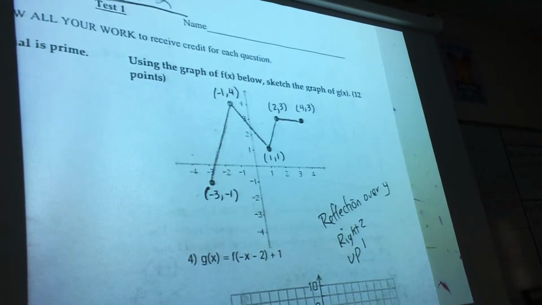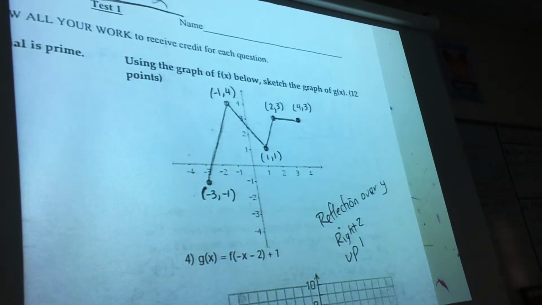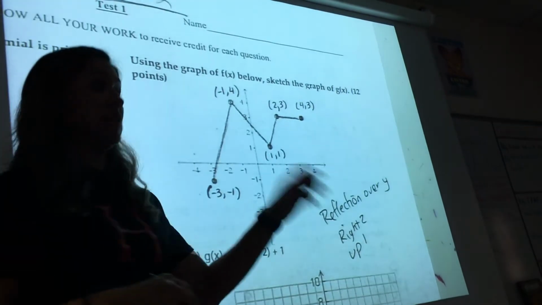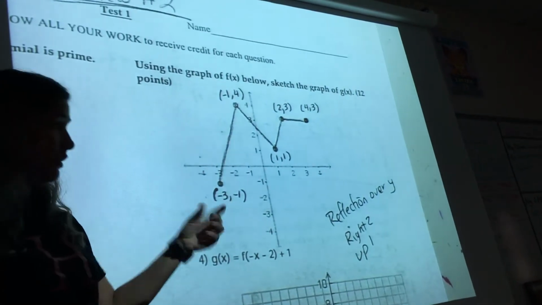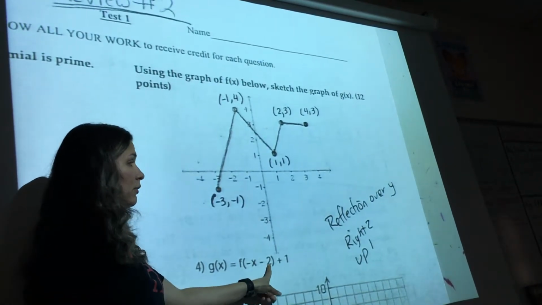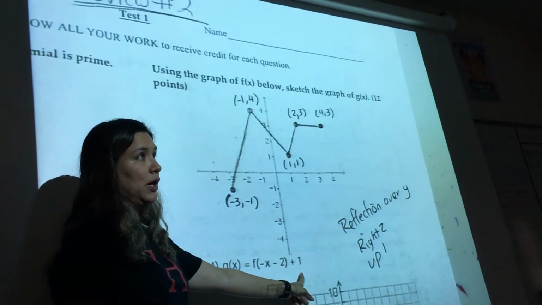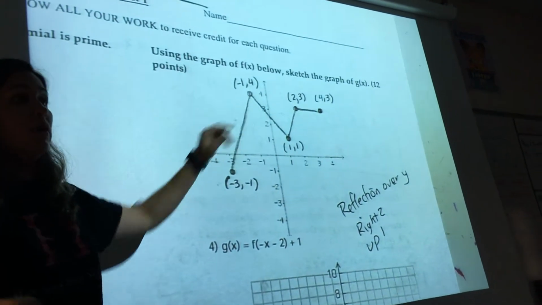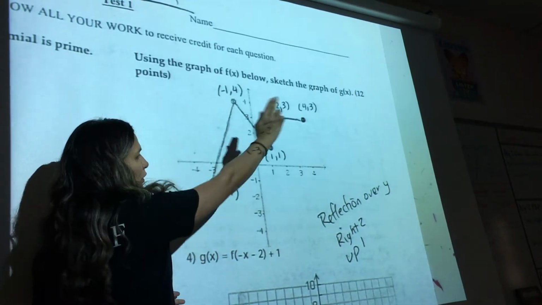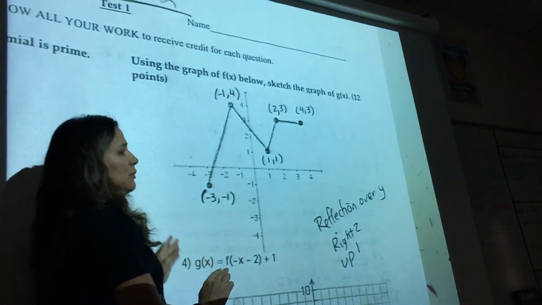And some of you are daydreaming, and I have 7 minutes to do this. So please remember, it's going to be the same thing on your test. Reflection over the y because of this negative, 2 to the right and up 1, but they're going to give you different points. So we're going to start with the first point. If I were to reflect this point over the y, where is it going to be?